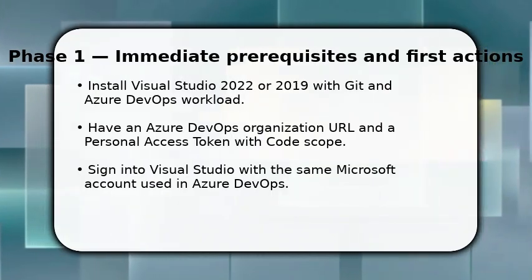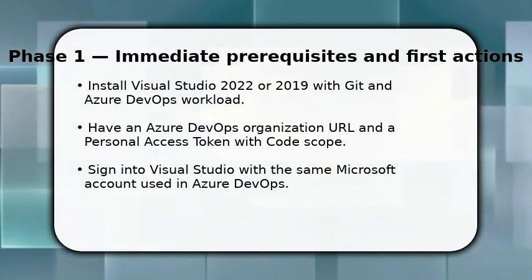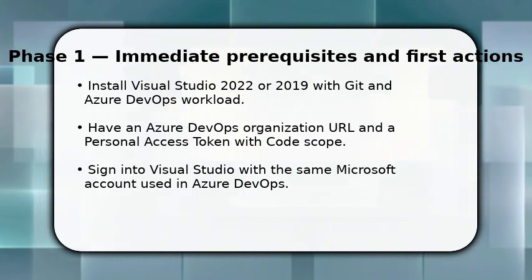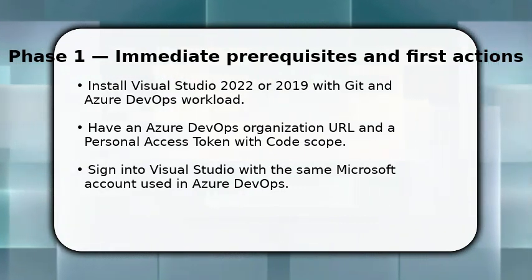Next, open Team Explorer or the NuGet menu. We move immediately into connecting a repo, so keep the token handy for authentication prompts.